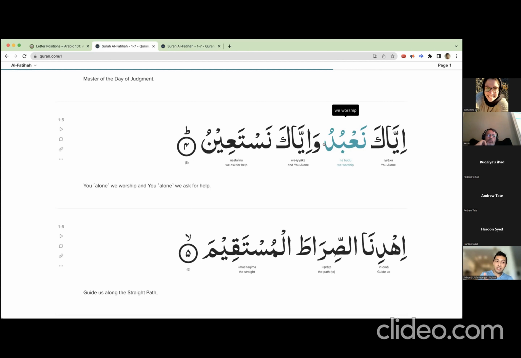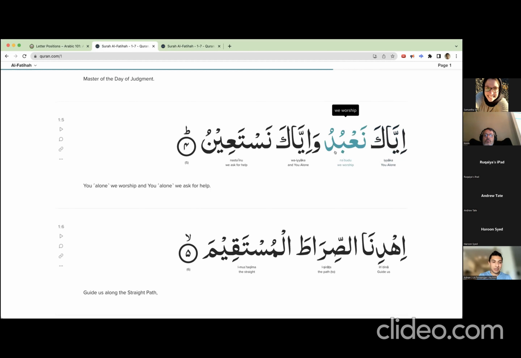But how do you change the order? If I want to put emphasis on you, in English we say you we worship. By putting the you first, it puts this natural emphasis on the you. How do you change that order? That's where the iya comes in. So the iya allows you to break the object pronoun, na'buduka, it could break off from the verb and come somewhere else in the sentence. So here, iyaka na'budu.